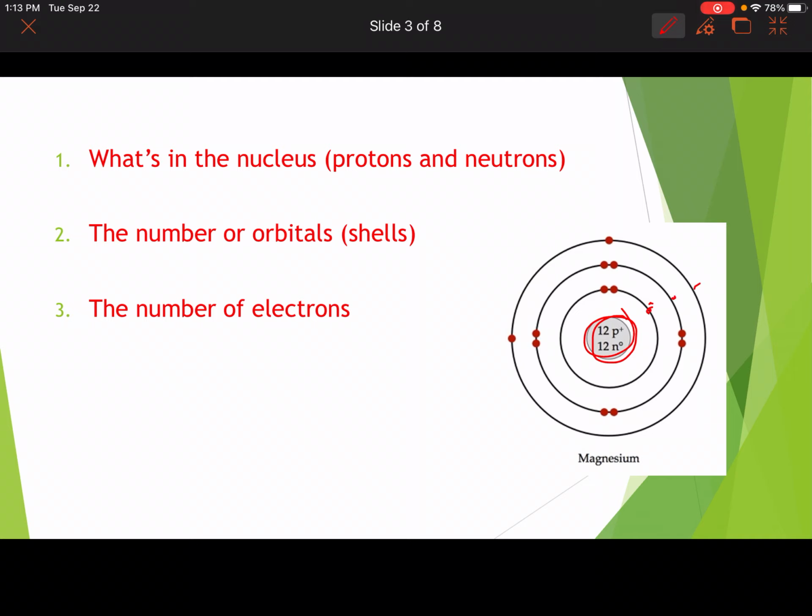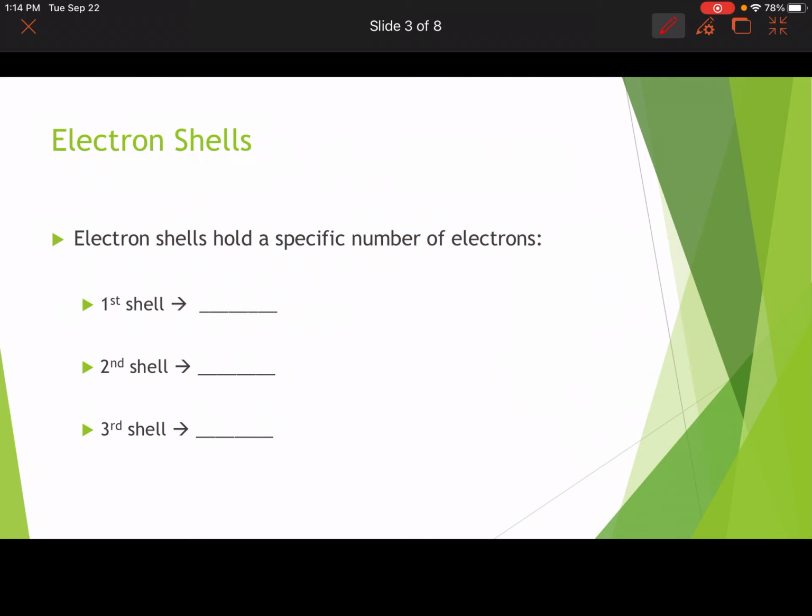And then the third thing you're going to learn is the number of electrons from a Bohr model. So if you look at this Bohr model of magnesium, you could count the little red dots, and that would tell you how many electrons there are. So let's go ahead and do that. So we've got 2, 4, 6, 8, 10, 11, 12. So we'd have 12 electrons there. So these three pieces of information you can get from looking at a Bohr model.